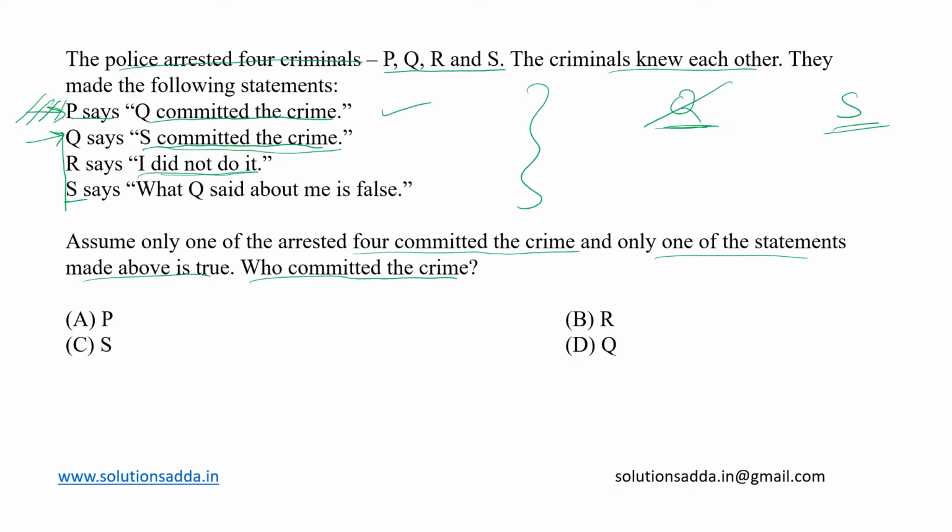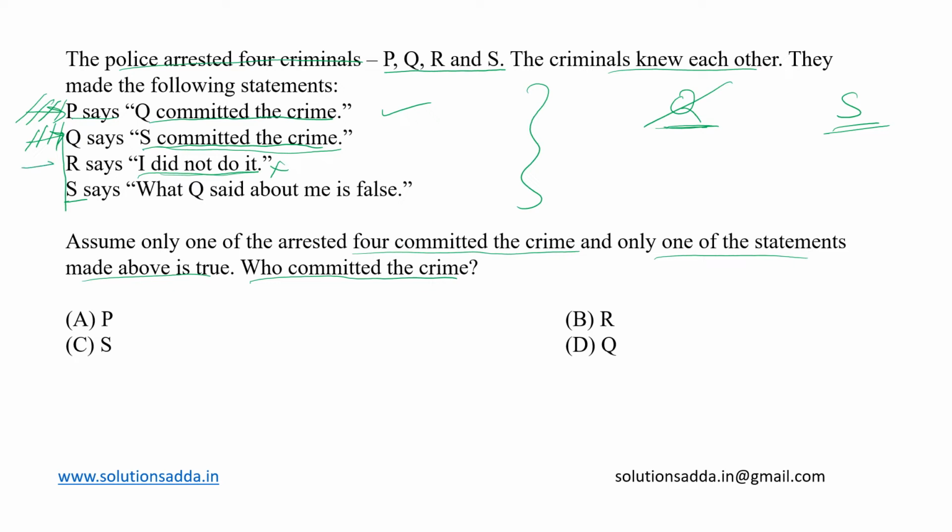R says I did not do it. Again its negation becomes I did it. So now we got again 2 criminals, R and S. But there cannot be 2. So our assumption failed over here again due to R. So even Q is not speaking the truth.